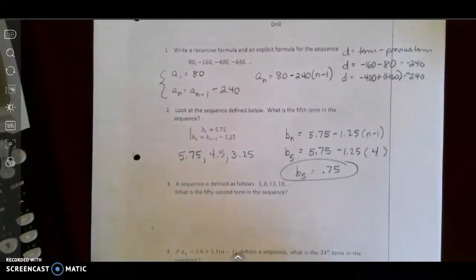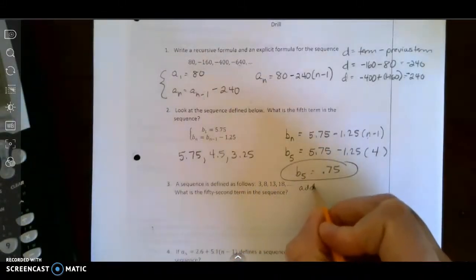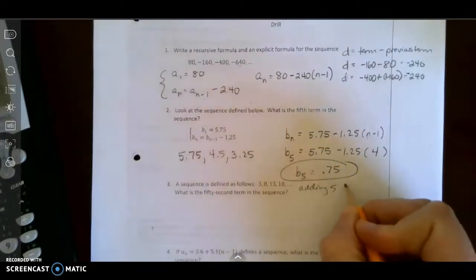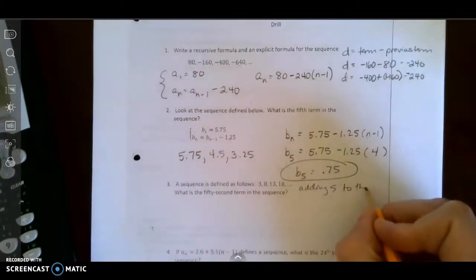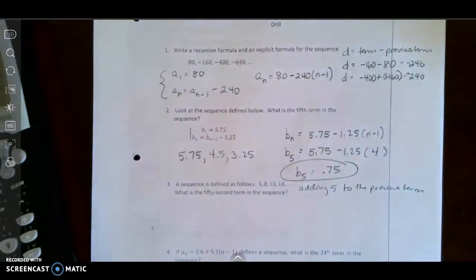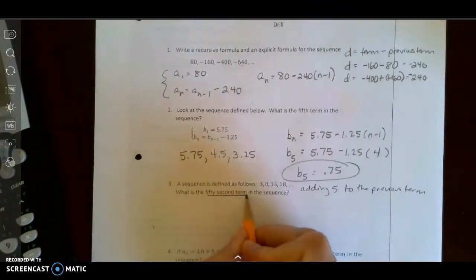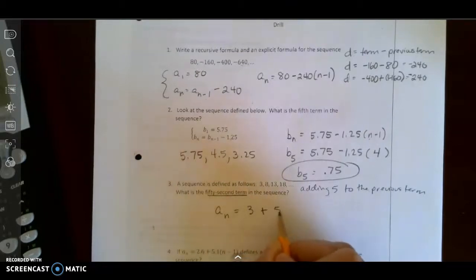Right, let's go to number 3. The sequence is defined as follows, 3, 8, 13, 18. I can tell I'm adding 5 to the previous term. And I'm asked to find the 52nd term. Because it's such a high number, I definitely want to write an explicit formula. So a sub n is the first term plus 5 times n minus 1.